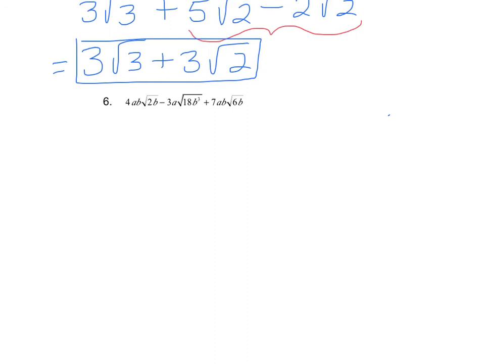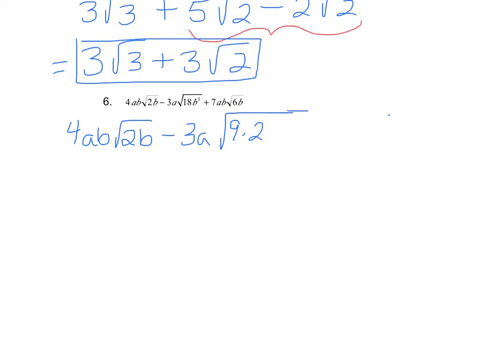4ab radical 2b minus 3a radical 18b cubed plus 7ab radical 6b. Okay, can't add and subtract them because I don't have like radicals, so let's see what I've got. So, 2b can't be simplified, so I'm going to bring down 4ab radical 2b minus, 18 can be simplified, so I have 3a, perfect square root to go into 18, you're correct, 9 times 2.